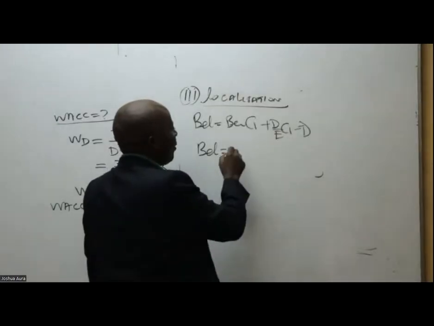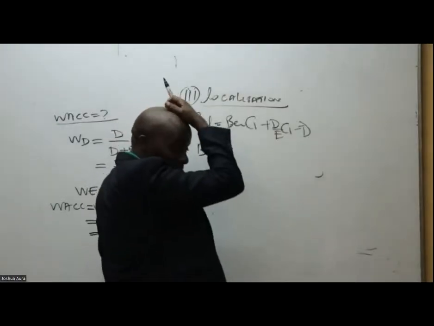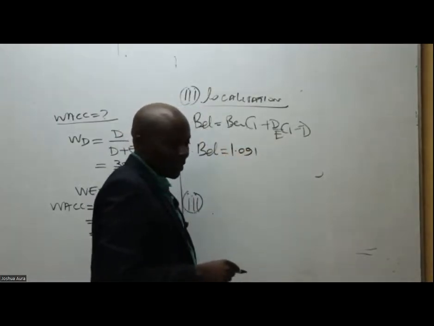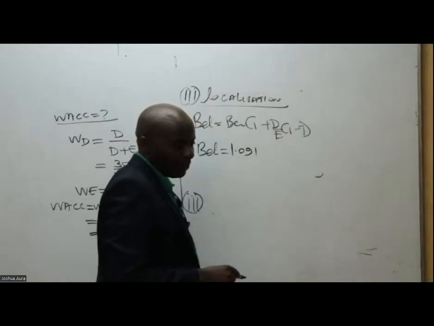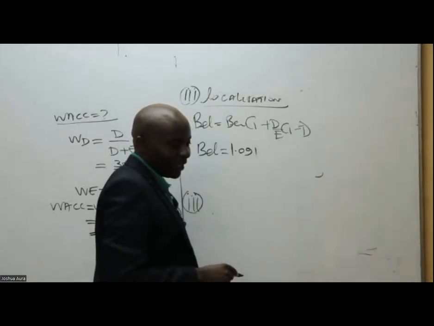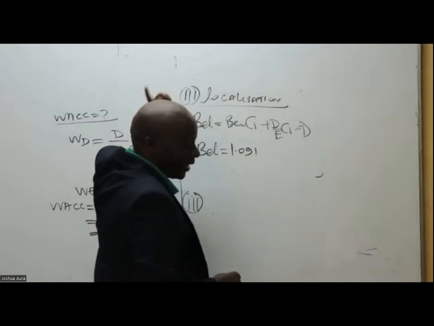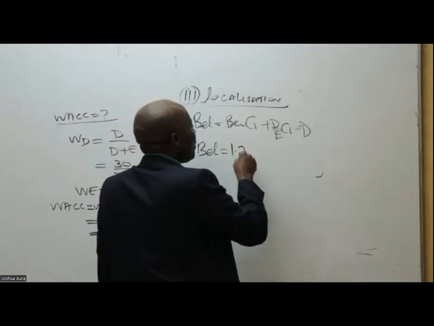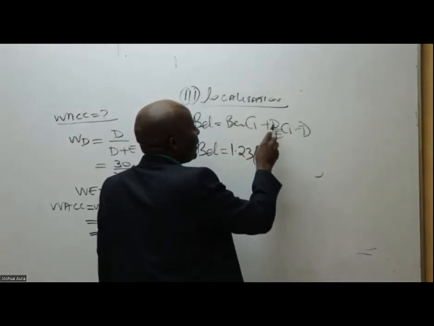So what is our bill, very fast? 1.091. What is our bill? Somebody? The one that we got up there. 1.23. The one that we got up there was 1.23 into 1 plus debt over equity.